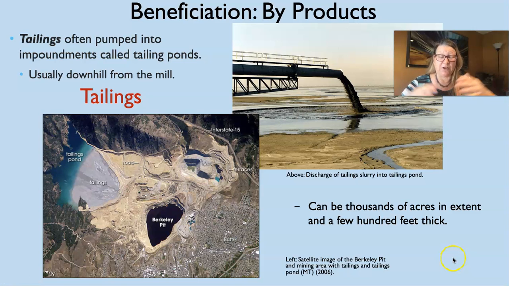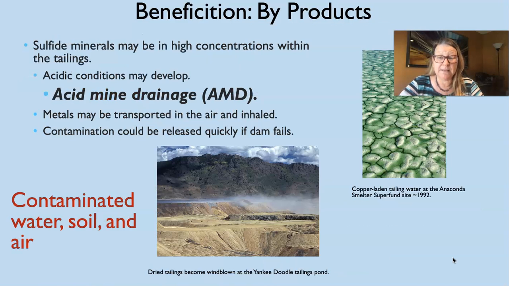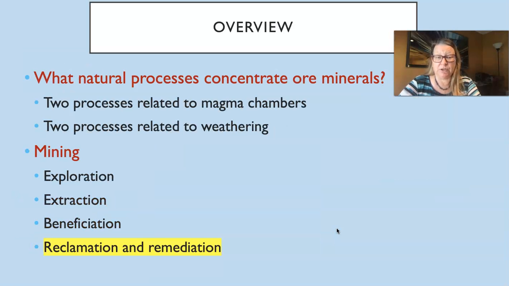And these can be thousands of acres, and they can provide a lot of problems for the environment, in particular something called acid mine drainage, which is when the waters that are in this material, in the tailings, can be laden with copper or iron or other things that we don't want in our groundwater. Here's a copper-laden tailings water that's evaporating and leaving copper behind. Here is some dried out tailings, and now that's become windblown and it's contaminating the air. So there are a lot of problems that can occur from the byproducts of beneficiation.